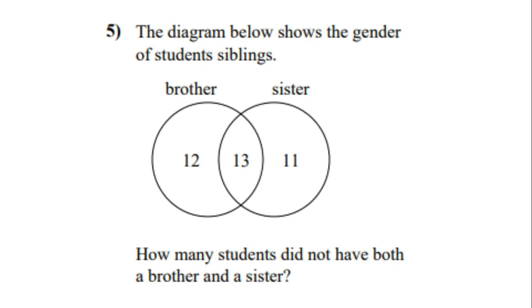Gender of student siblings. How many students did not have both a brother and a sister? Okay, I heard someone say 23. Yeah, so 13 is both. If they didn't have both, okay, then we have the 12 plus 11. Okay, final question.